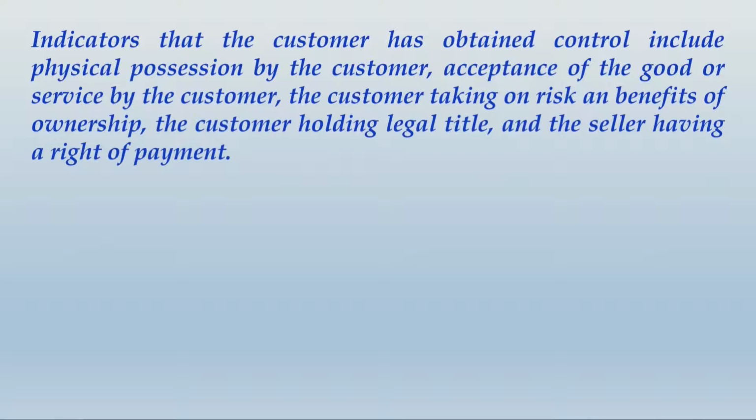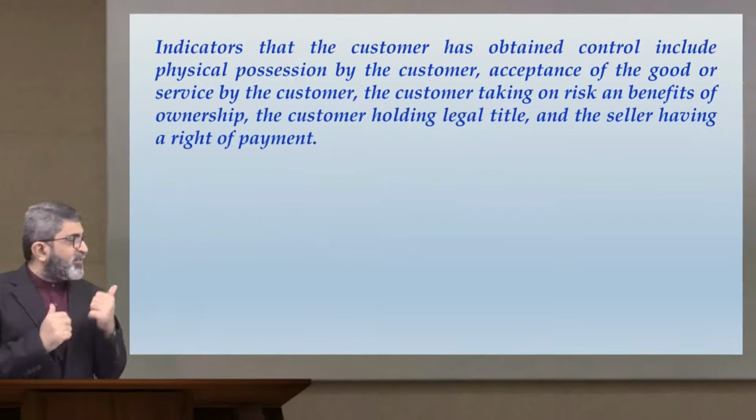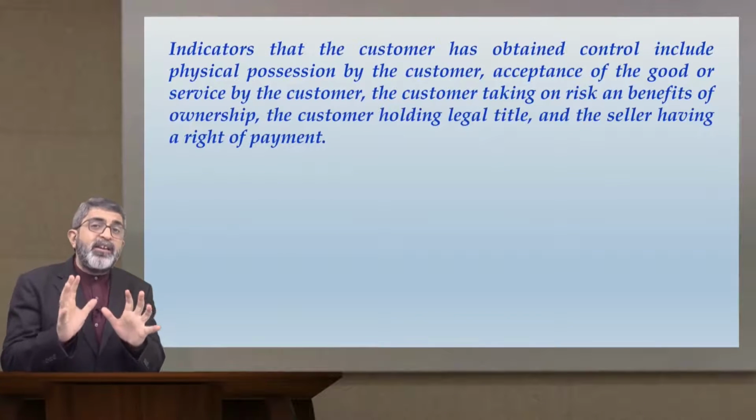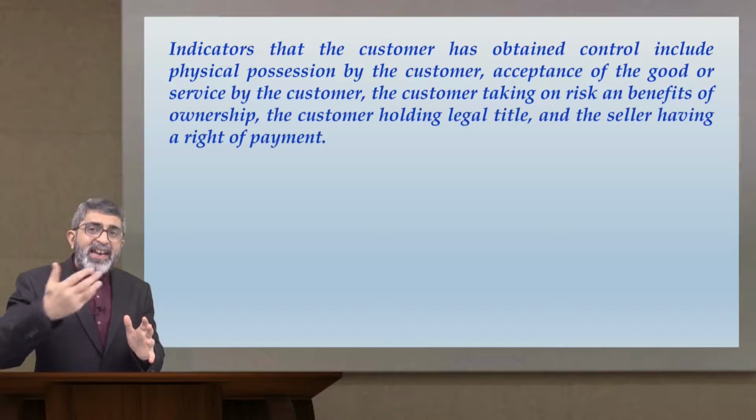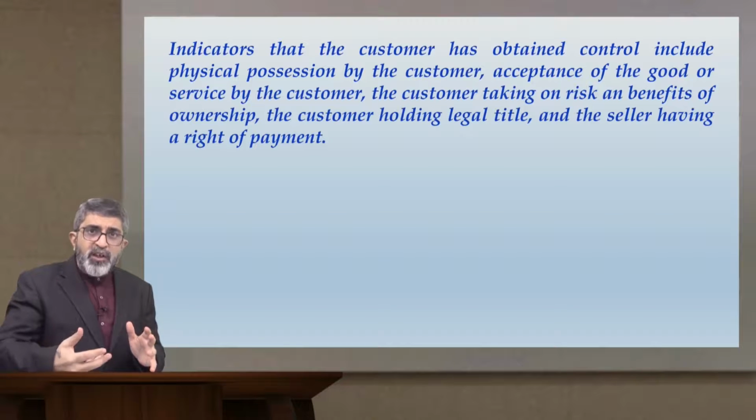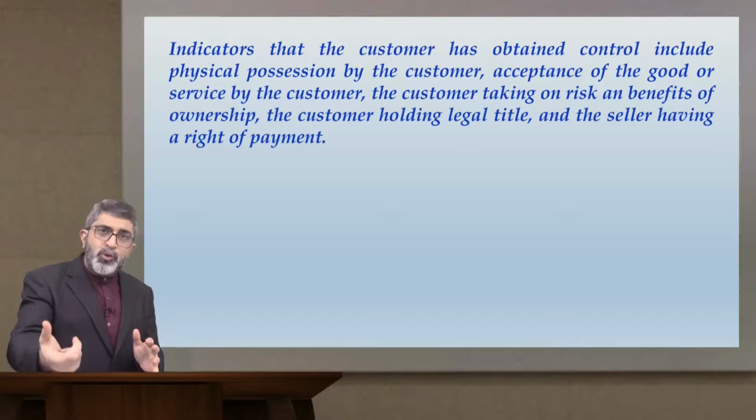Indicators that the customer has obtained control include physical possession by the customer, acceptance of the good or service by the customer, the customer taking on risk and benefits of ownership, the customer holding legal title, and the seller having a right of payment. All these points mentioned in this paragraph are indicators that the rights, risk and rewards, and the control have been transferred to the customer.